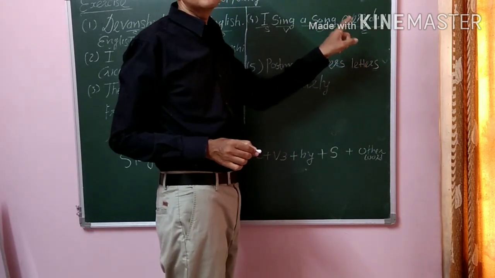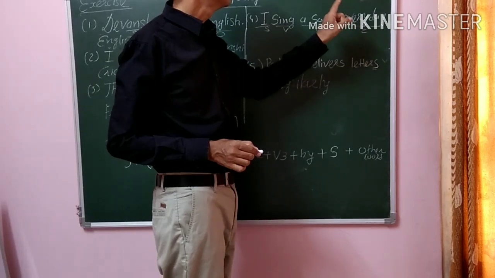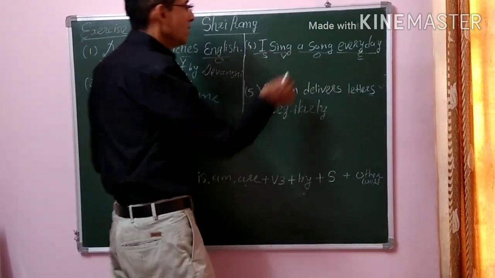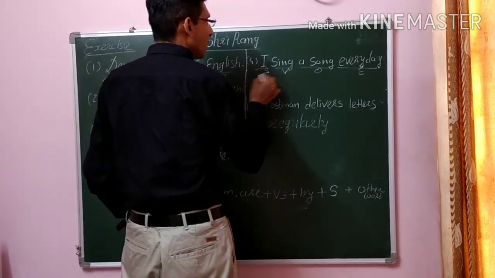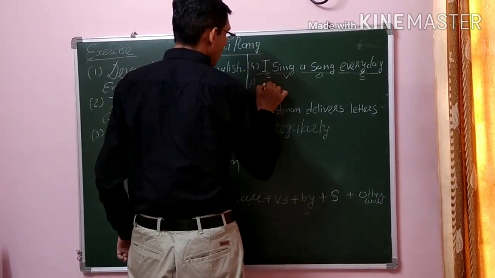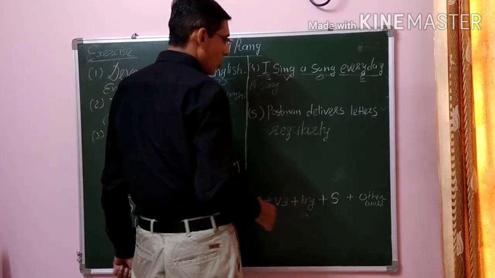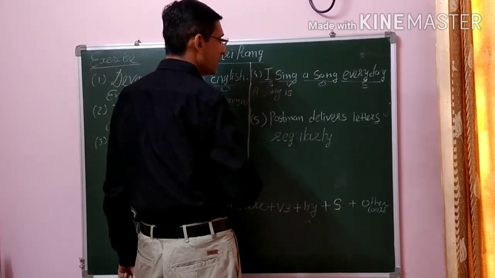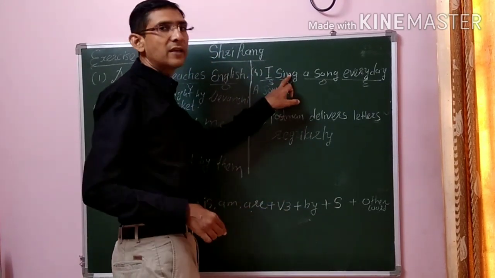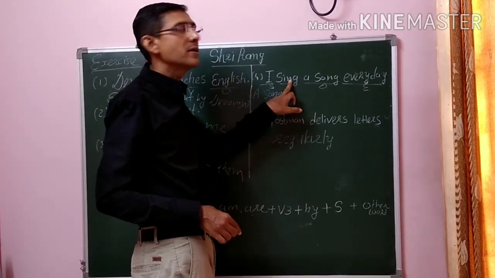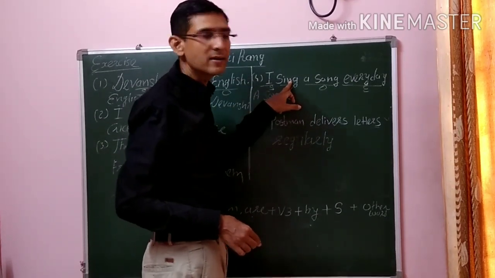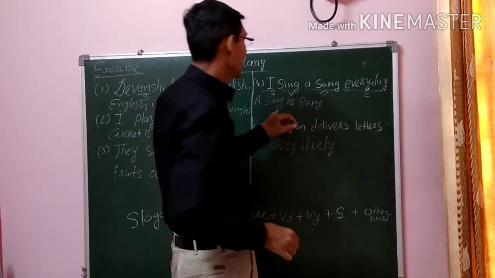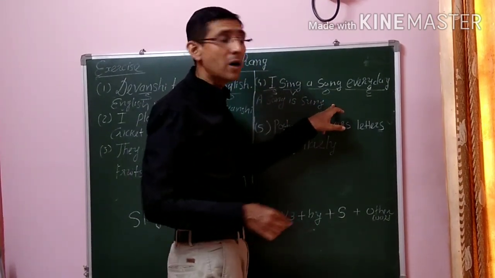Every day, regularly, and other extra words we have to put at the end of the sentences. See now, here we put the object first, a song. Song is a singular form, that's why here we use is. Then sing. Sing's third form is sung. Sing, sang, sung. So here we will write sung. A song is sung. Then by.